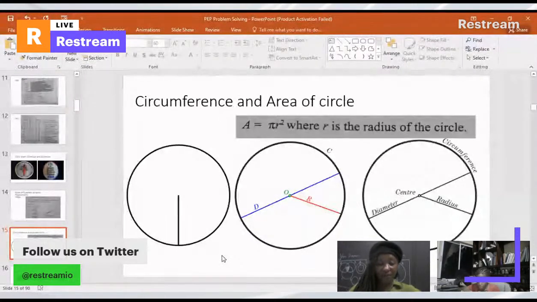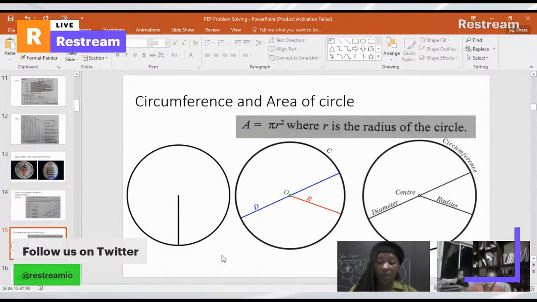Now, if you look at the first circle, that line that you see going from the center to the edge of the circle is called the radius, and there are countless radii in the circle, because you can draw a line from the center to the edge all over the circle. There are infinite radii in the circle. So any line from the center to the edge of the circle is the radius.